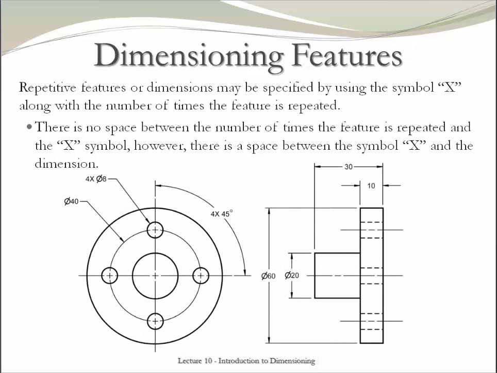Let's now talk about some of the dimensioning features available. For example, if you have a repeated object or dimension, you can indicate so by using the X symbol and the number of repetitions. See in this example that all the circles are separated by the same angle, and all of them have the same diameter. We simply indicate the distance between them by using 4x and the angle between them. And notice that we indicate that they have the same size by indicating 4x and the diameter value.